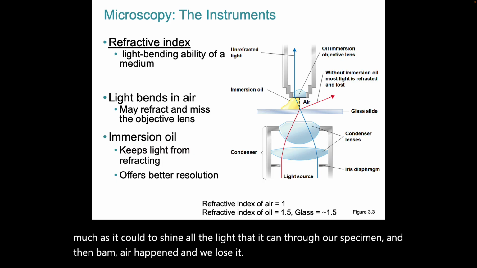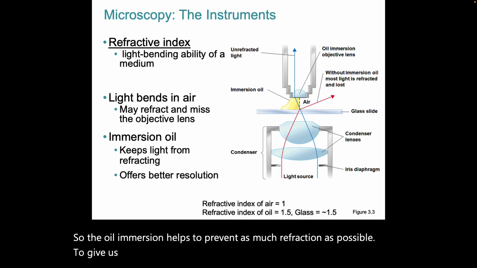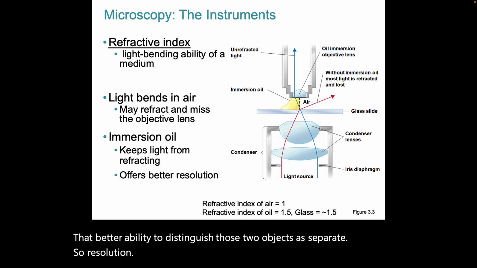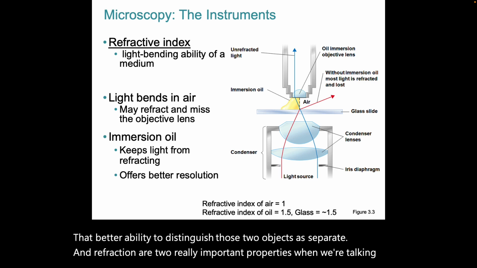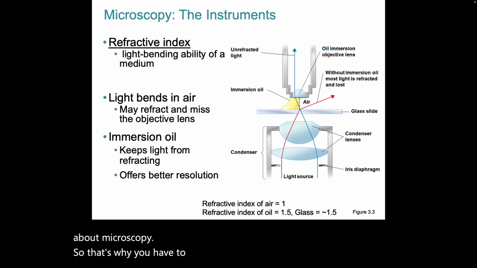So the oil immersion helps to prevent as much refraction as possible to give us that better resolution, that better ability to distinguish those two objects as separate. So resolution and refraction are two really important properties when we're talking about microscopy. So that's why you have to use the oil immersion lens.